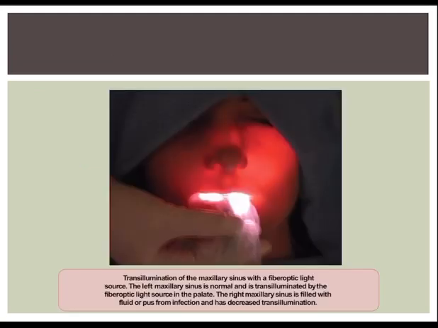Here in this picture we can see transillumination of the maxillary sinus with a fibro-optic light source. The left maxillary sinus is normal and transilluminated by the fibro-optic light source in the palate. The right maxillary sinus is filled with fluid or pus from infection and has decreased transillumination.